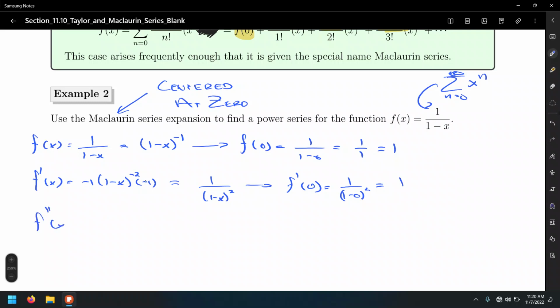The second derivative: this is a plus, that's going to become a negative 2 times (1 minus x) to the negative 3 times the negative 1, which becomes positive. That's 2 over (1 minus x) cubed. And evaluate the second derivative at 0, so that's 2 over (1 minus 0) cubed, which in this case is simply 2, because 1 minus 0 is 1, 1 cubed is 1, 2 over 1 is 2.